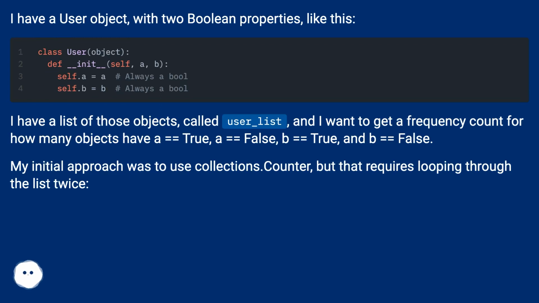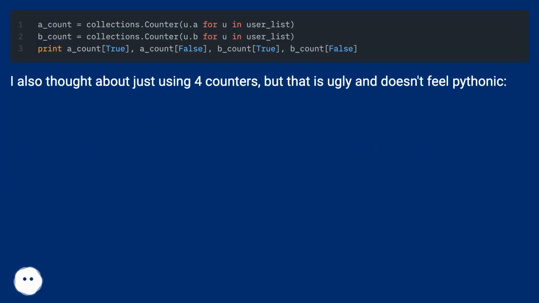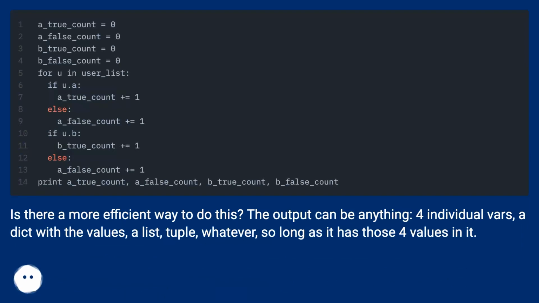My initial approach was to use collections.Counter, but that requires looping through the list twice. I also thought about just using four counters, but that is ugly and doesn't feel Pythonic. Is there a more efficient way to do this? The output can be anything, 4 individual vars, a dict with the values, a list, tuple, whatever, so long as it has those 4 values in it. Thanks in advance.